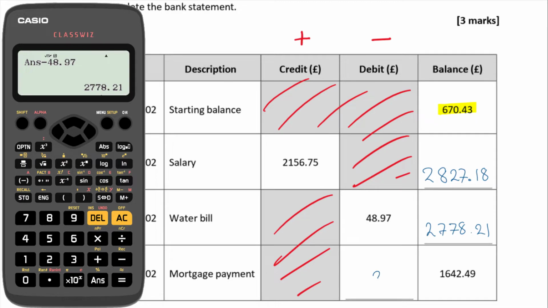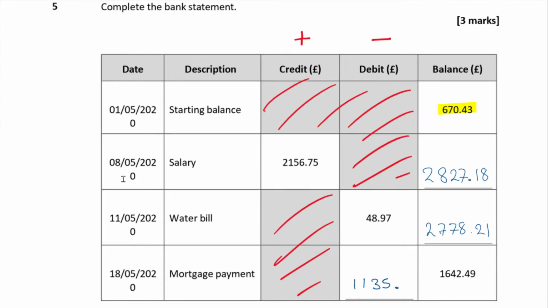Okay, and then finally I can see that the mortgage payment goes out. Now I don't know what the debit was, but I do know that the new balance is £1,642.49. Now I can find out how much went out by subtracting that new balance from the old balance, and that will tell me how much has disappeared out of the account. So I'm going to subtract 1,642.49 from my previous answer, and that tells me £1,135.72 must have been deducted, so that is the value that goes in there. Okay, that's the mortgage payment.